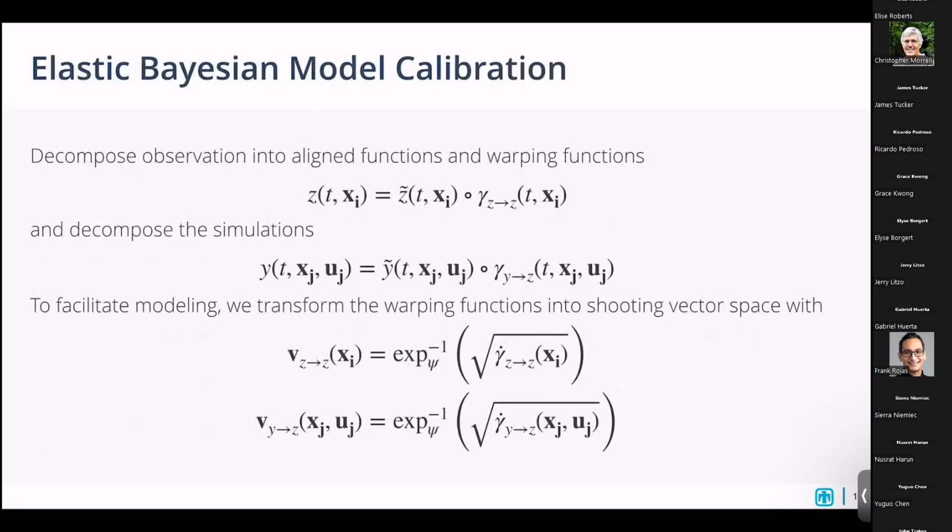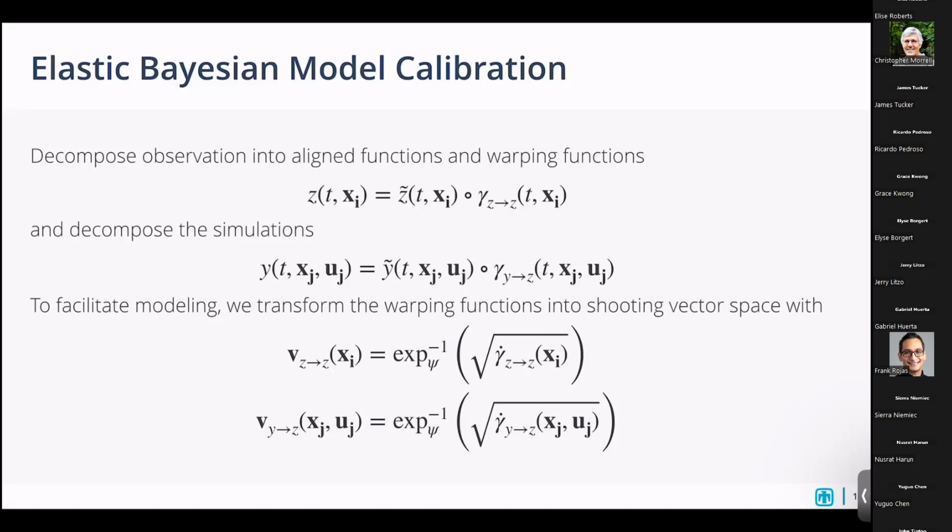So if we want to take care of that problem and utilize the elastic frameworks, we can decompose the observation into a line function and warping functions, knowing that it has this variability. So we can decompose Z into Z tilde, which is the aligned experiment, and the corresponding warping function. We also can decompose the simulations in the same framework, where we decompose Y into Y tilde and gamma for YZ. Now, what's critical here in this decomposition of the experiments and the simulation into the corresponding components is how you do that.